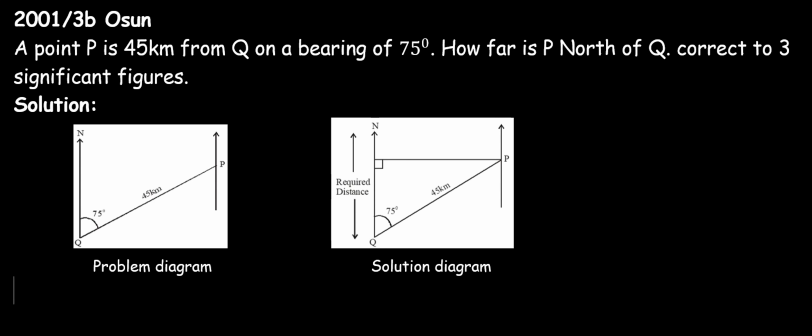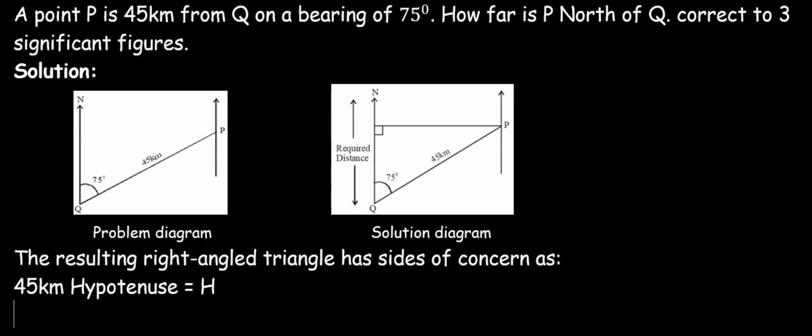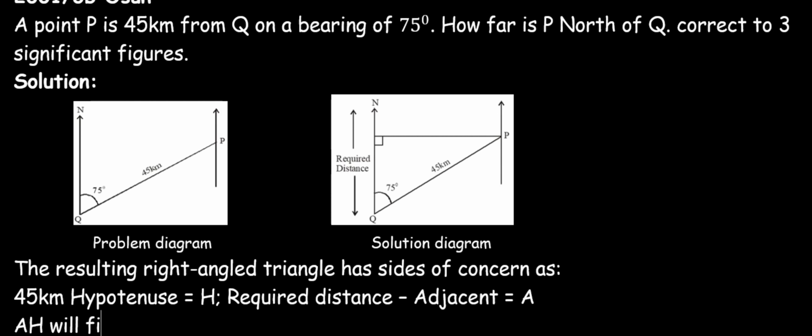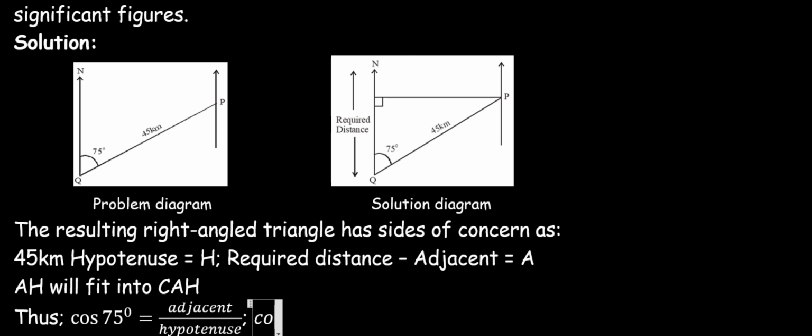Then next, we have the solution diagram, where we are trying to solve for how far P is north of Q. The resulting right angle triangle has sides of concern as 45 kilometers, which is the hypotenuse, that is H, and the required distance, which is the adjacent, that is A. AH will fit into cosine. And from there we can say cos 75 degrees is equal to adjacent over hypotenuse. I'm using SOHCAHTOA now, which is equal to distance over 45.